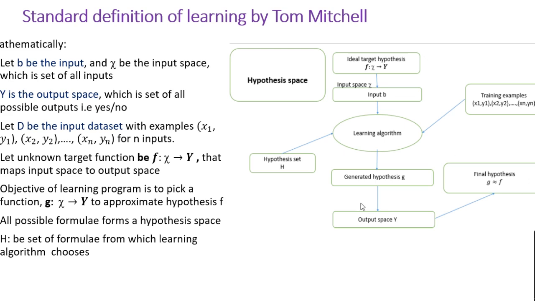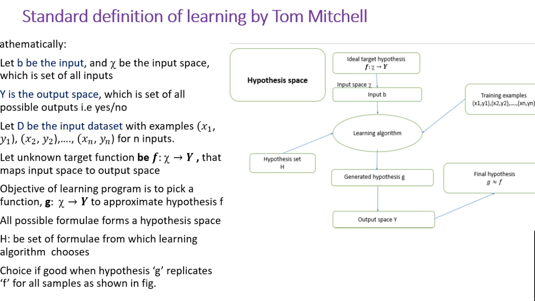What is H? Hypothesis H is nothing but the hypothesis set. It is a set of formulas from which the learning algorithm chooses. So this is my learning algorithm, for which the inputs are the input space, the ideal target hypothesis, as well as the hypothesis set. The hypothesis set will have the set of all formulas which my algorithm will choose from. And you are also giving input as your training examples. What is my learning algorithm's output? The output is the generated hypothesis G.